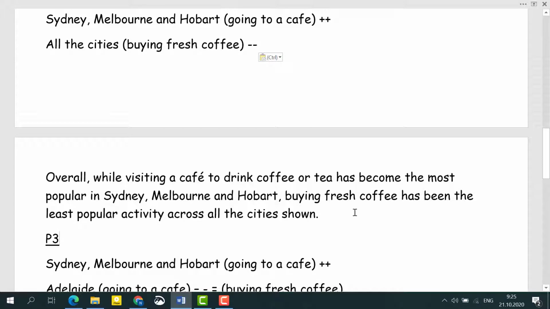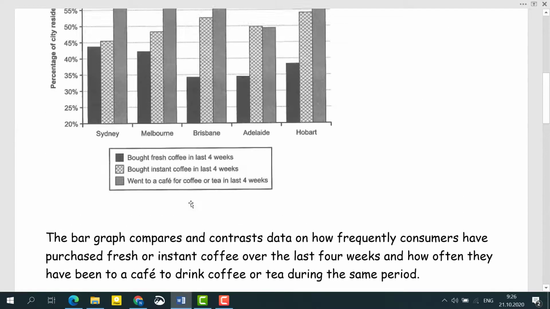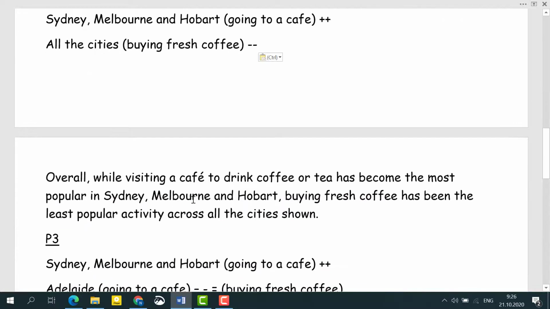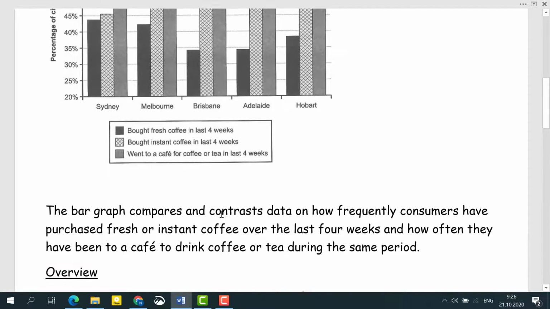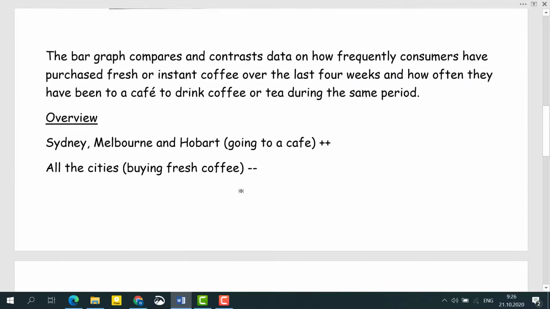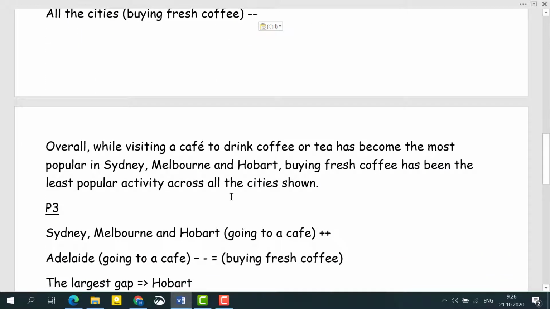So buying fresh coffee has been the least popular activity. So popular, less popular, the least popular activity across all the cities shown. In this case, across means if you look at all of them, we can say across, which basically means among, but across sounds much more academic. All the cities, remember the, why? Because we know exactly what kind of cities we're talking about, the ones which are indicated in this graph, not just any cities, and therefore we need to use the.